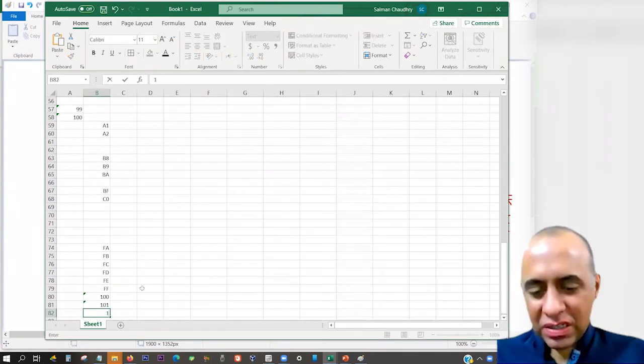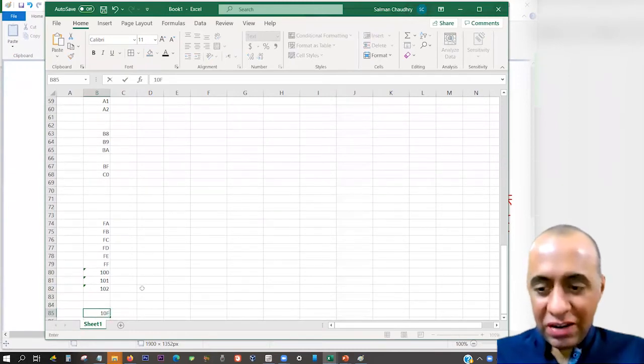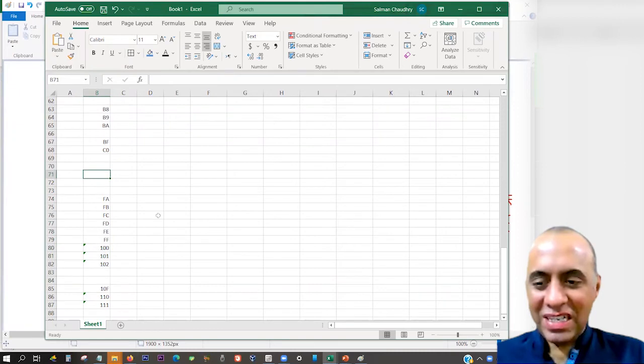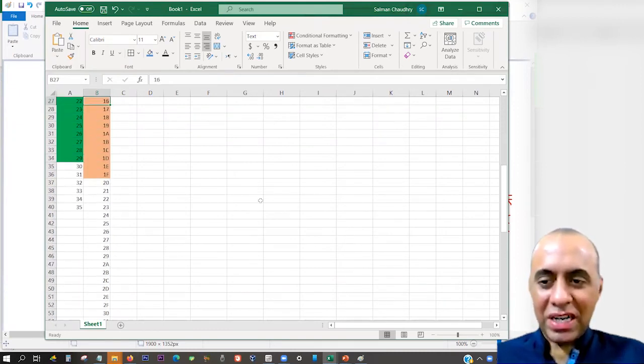Like this: 101, 102, and up to 10f, and then we will do 110, and then 111. So probably it has gotten complicated at this point, but before that it was pretty simple, right? So let's come back to the binary numbers.